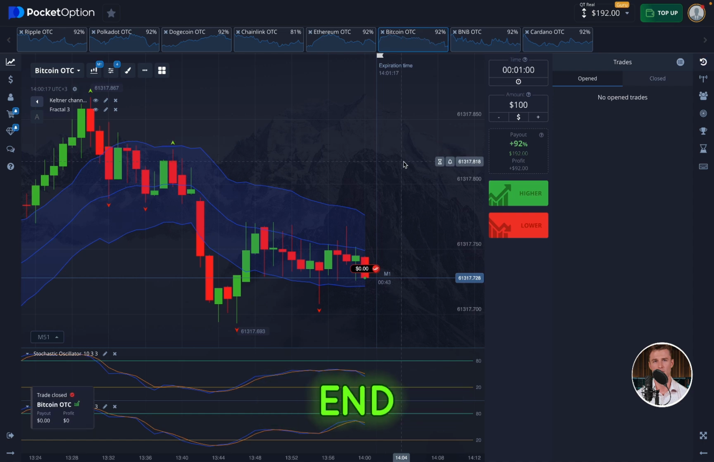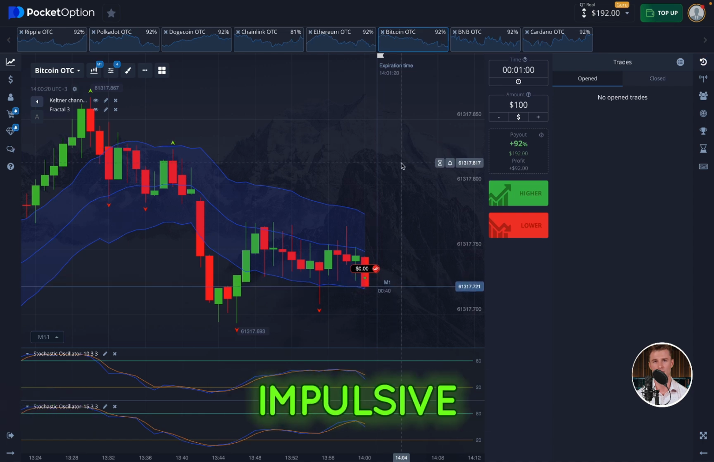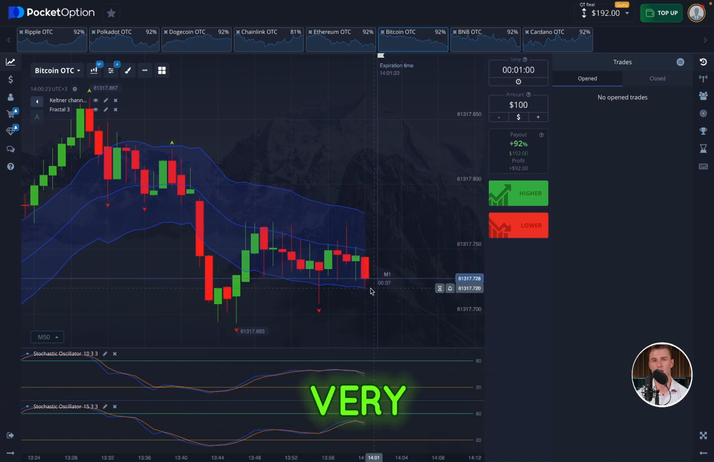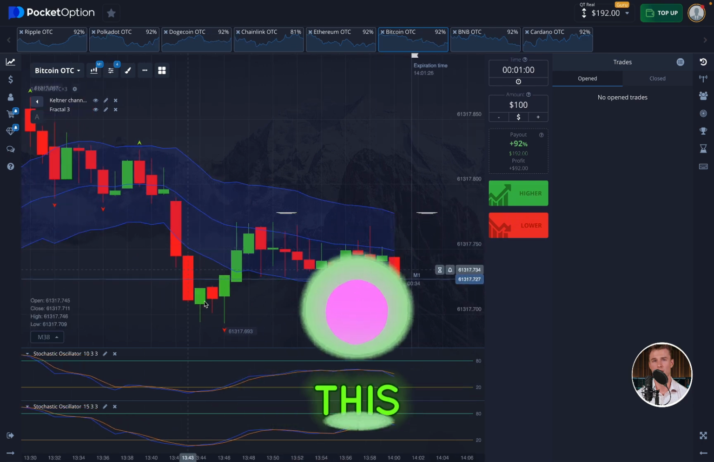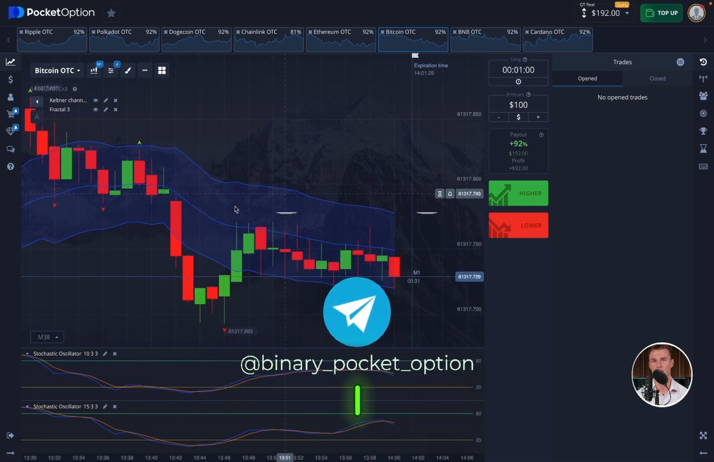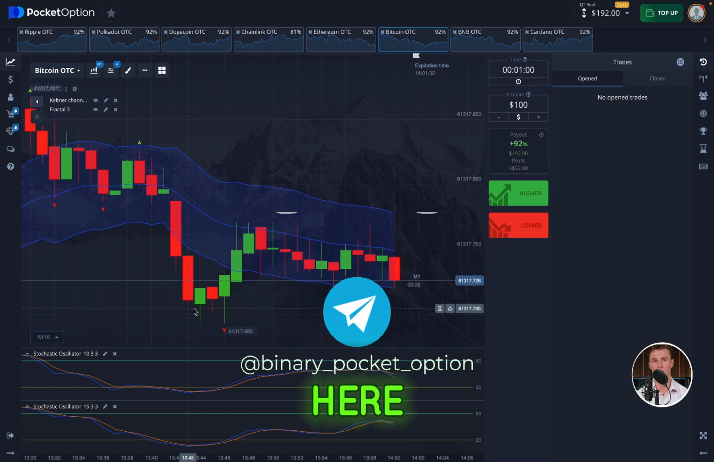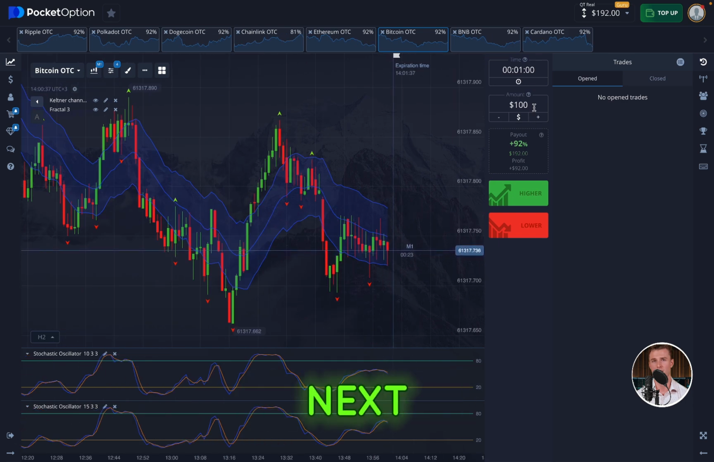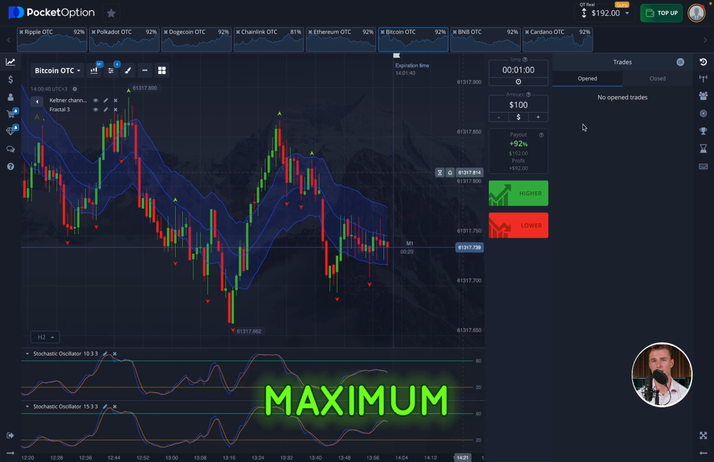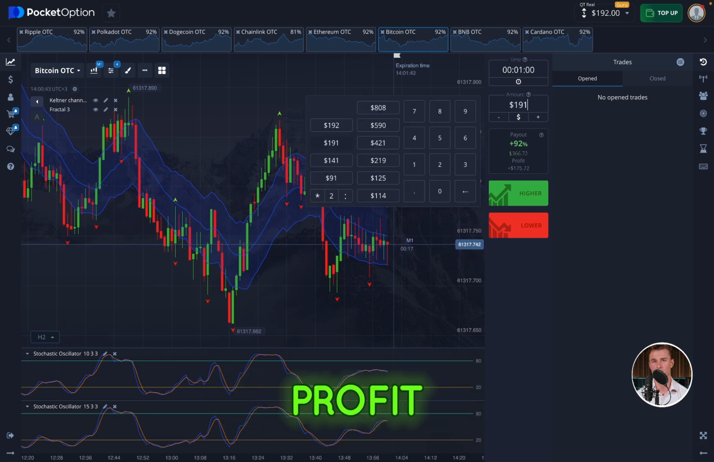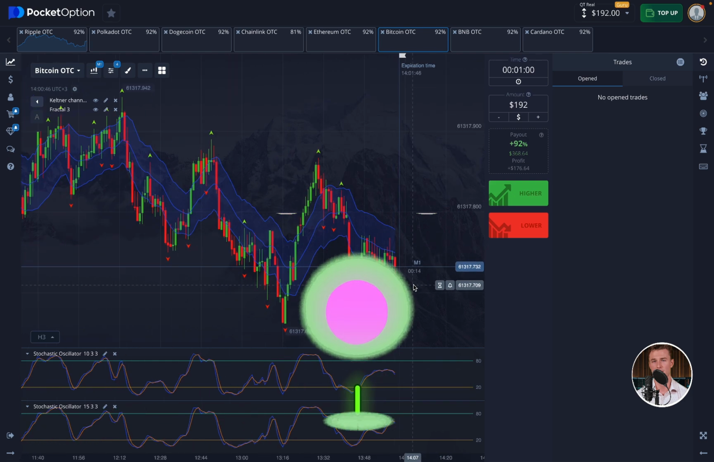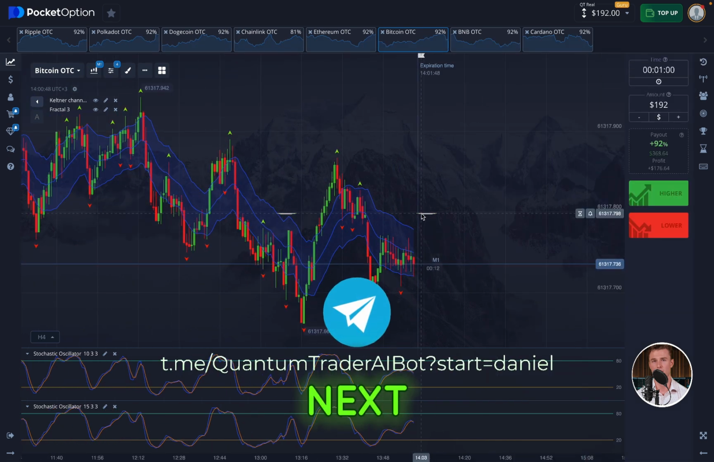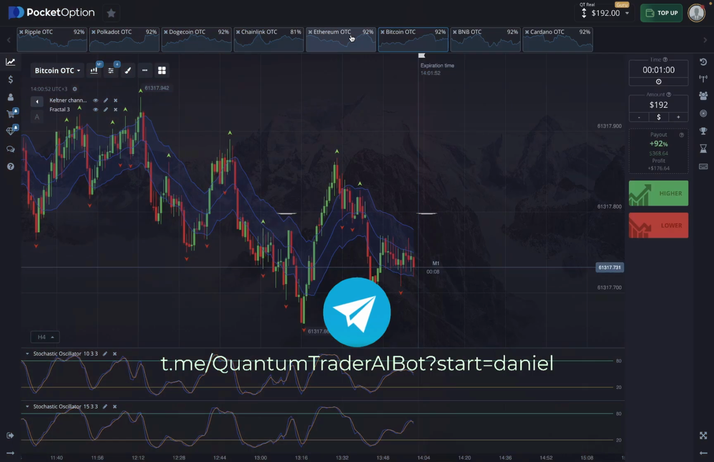And literally at the end of the transaction, there was an impulsive exit downwards. A very strange volatility is present in this section of the movement, and probably I did not need to open a deal here. So far, there is no stability in the movement. I will open the next transaction for the maximum balance amount to make a profit. Let's continue, and I will select the next crypto asset.